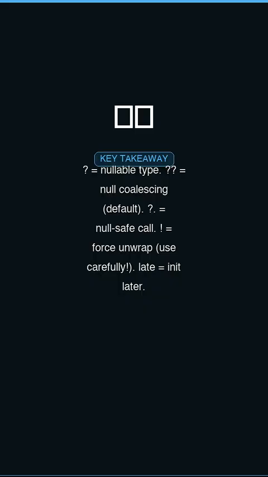Let me give you the takeaway that you should remember forever. Question mark after a type means nullable. Double question mark is your null coalescing operator for default values. Question mark dot is the safe call operator. No more null crashes. Exclamation mark force unwraps, but only use it when you are certain. And late lets you defer initialization.